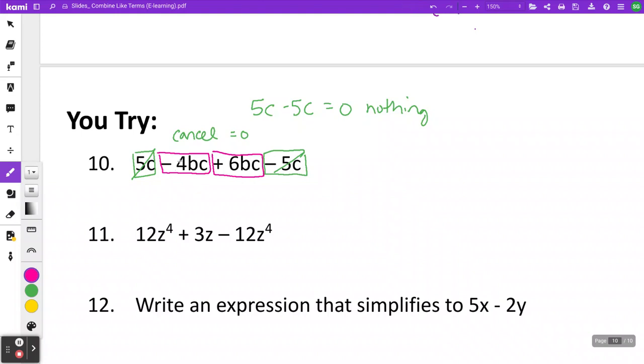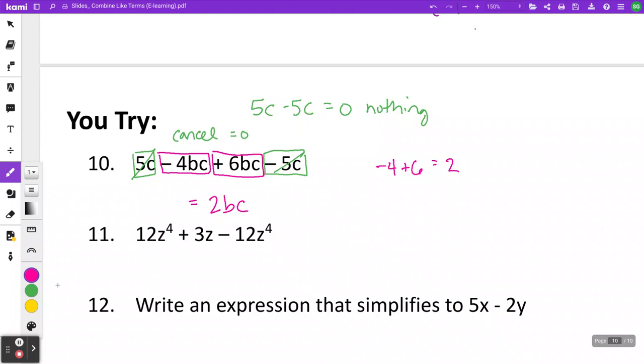Negative 4BC plus 6BC, well, negative 4 plus 6, that is equal to 2. And so this expression here would equal 2BC. Again, notice there are no 5C's, there are no C's in my answer because we said that equaled 0 when we subtracted.